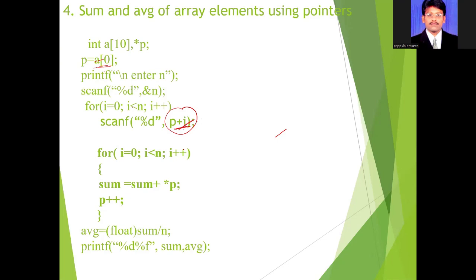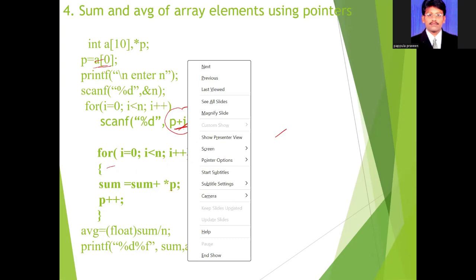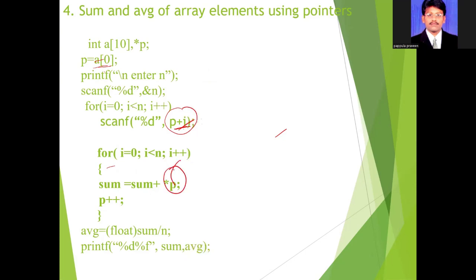And now we have to find the sum of the elements as well as the average of the elements. For i equal to 0, i less than n, i plus plus, sum equal to sum plus star p. Now sum equal to star p means, observe here, we have taken the base address, star of this address, star of 4000. Now, star of 4000, what is the value? For example, we assume 5.